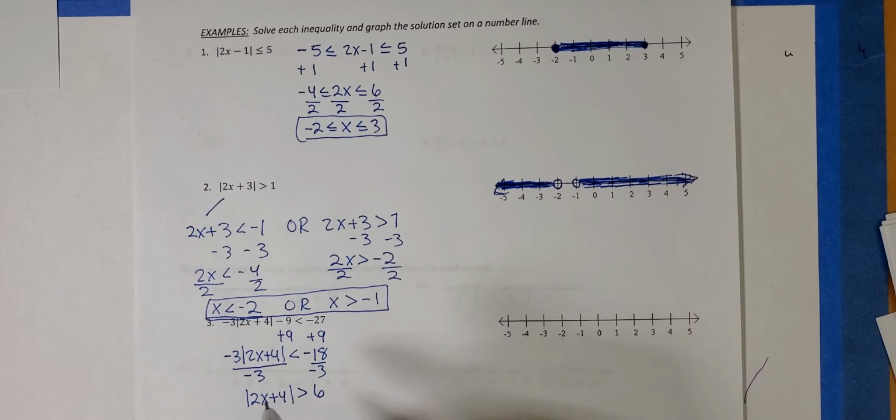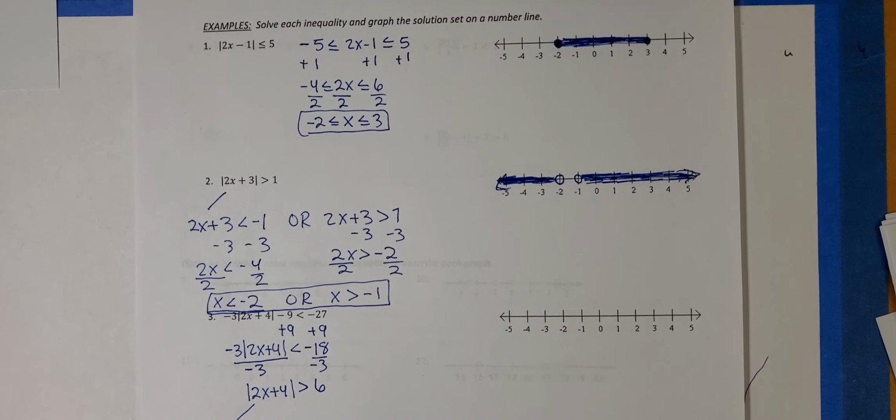So having said that, I'm going to break this into two inequalities. So one is 2x plus 4 less than negative 6, or the other one is 2x plus 4 greater than 6, and then solve.